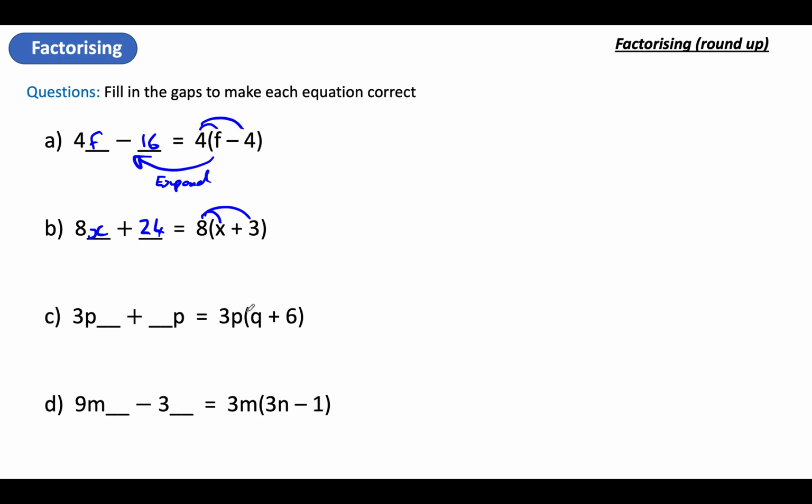Okay, 3p, and when I expand this out, 3p times q would be 3pq. So you need a q. And 3p times the 6. Well, 3 times 6 is 18. And the p's already there, isn't it? It's 18p.